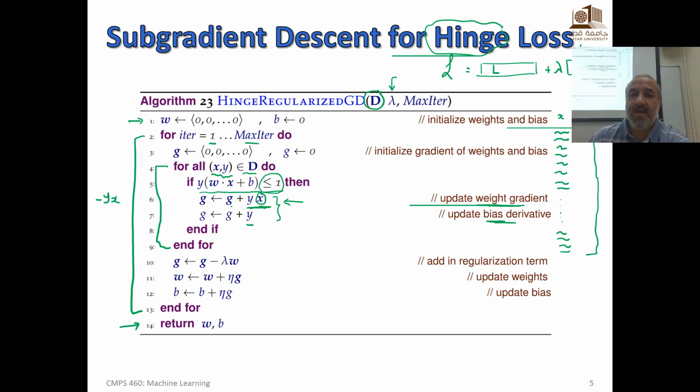So here we are computing the gradient, or the derivative, for all weights. This is a vector equation actually. In line 6, this is a vector, not just a scalar. So bold G is a vector, because it has the gradient for every weight, and in linear models we have a weight for each feature. But the bias is just a scalar.